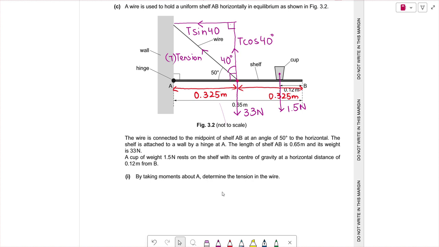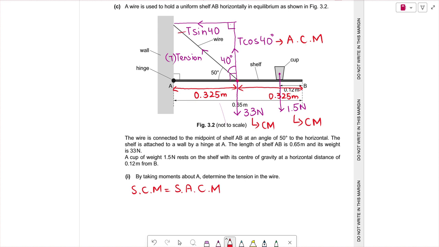Now by taking moments about point A, determine the tension in the wire. So the sum of clockwise moments should be equal to the sum of anti-clockwise moments. Now we need to figure out which forces are producing a clockwise moment and which forces are producing an anti-clockwise moment. So this force, the weight 33 Newton, produces a clockwise moment, and this 1.5 Newton force also produces a clockwise moment. However, this force T cos of 40 produces an anti-clockwise moment.